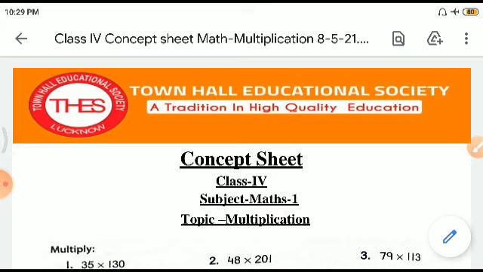I welcome you all to today's session of maths, and we are on to the concept sheet of multiplication. Multiplication is one of the most important tools as far as mathematics is concerned, because by using multiplication, we tend to make calculation a little easier.